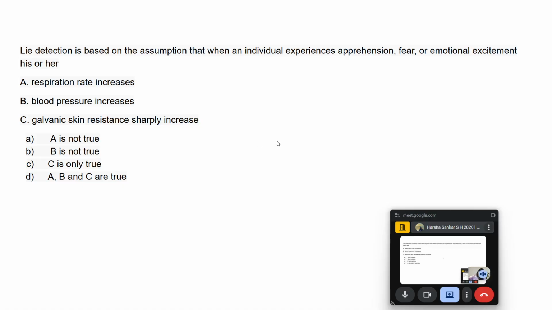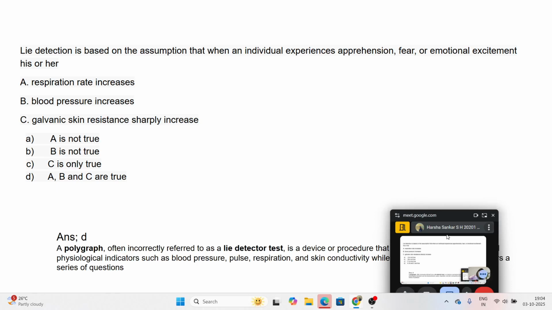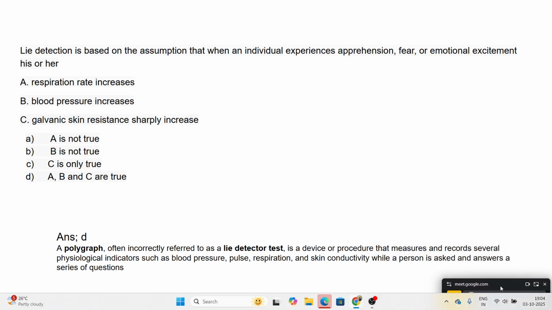So everything is true about that. Okay, so the answer is D, A, B, and C are true. A polygraph, often incorrectly referred to as a lie detector test, is a device or procedure that measures and records several physiological indicators such as blood pressure, pulse, respiration, and skin conductivity while a person is asked and answers a series of questions.